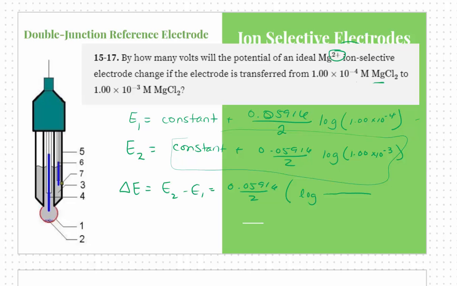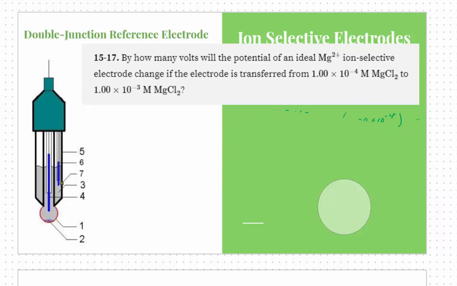And if you remember your log rules, that means we are dividing those two numbers. So that is a flashback from algebra. And when you calculate all of that, you should get a change in potential of a positive 0.02958 volts. So that is before we add the selectivity coefficient.